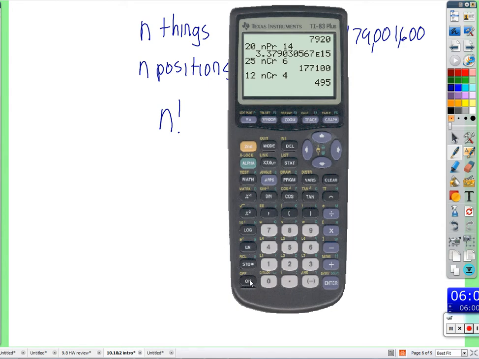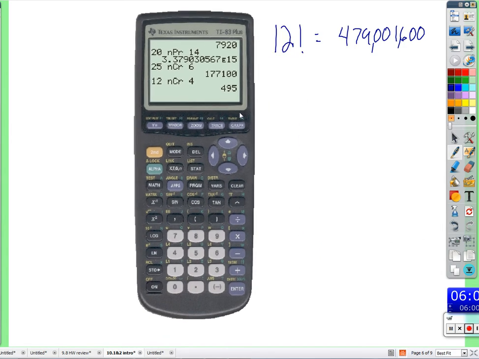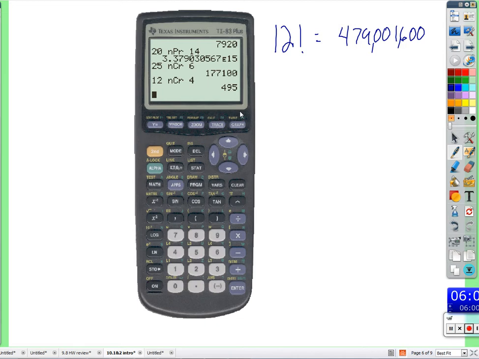So first, let's double check that our calculators are doing this right. 12 factorial: 12, and then we hit the math button, below the alpha button. We go over to PRB because we are learning about probability here, dipping our toes in probability right now. You go down there, you see factorial. There's the factorial command, so it knows what you mean. It knows it's 12 times 11 times so on, so on.